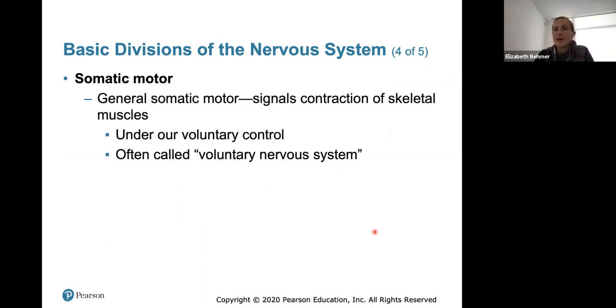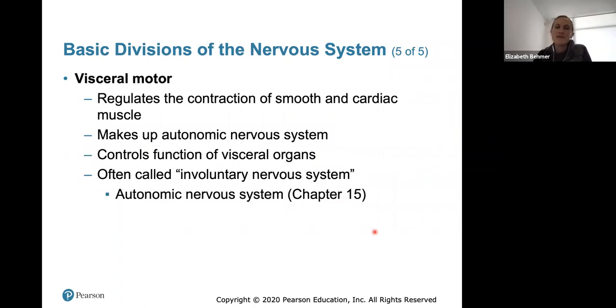Then the somatic motor response includes all the general somatic motor signals that cause contraction of your skeletal muscles. These are under voluntary control, so we often call the somatic motor division the voluntary nervous system. And then the visceral motor regulates the contraction of smooth and cardiac muscle. It makes up our autonomic nervous system and controls the function of visceral organs. It's often called our involuntary nervous system, and we'll cover this in week 4 in chapter 5.